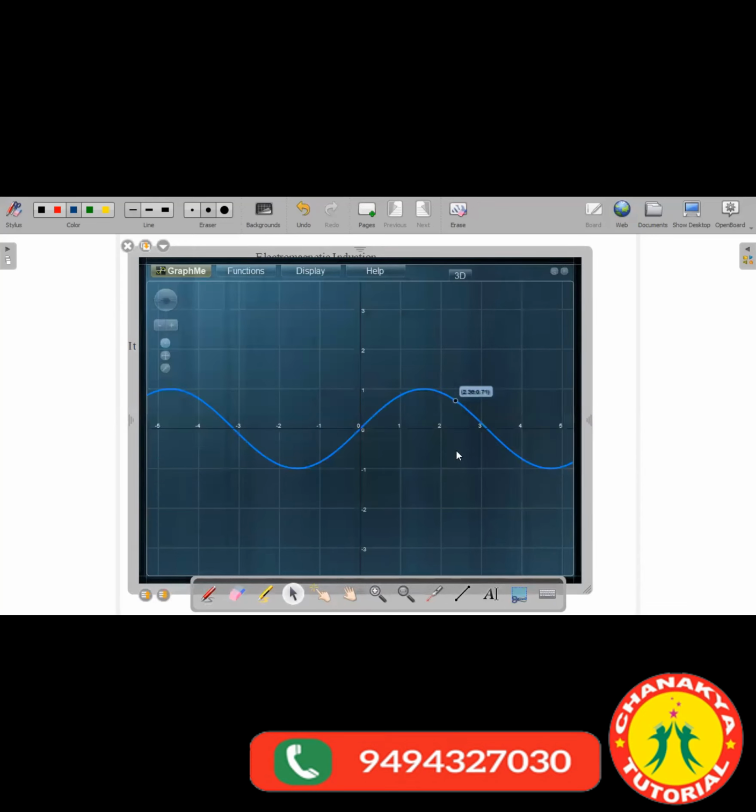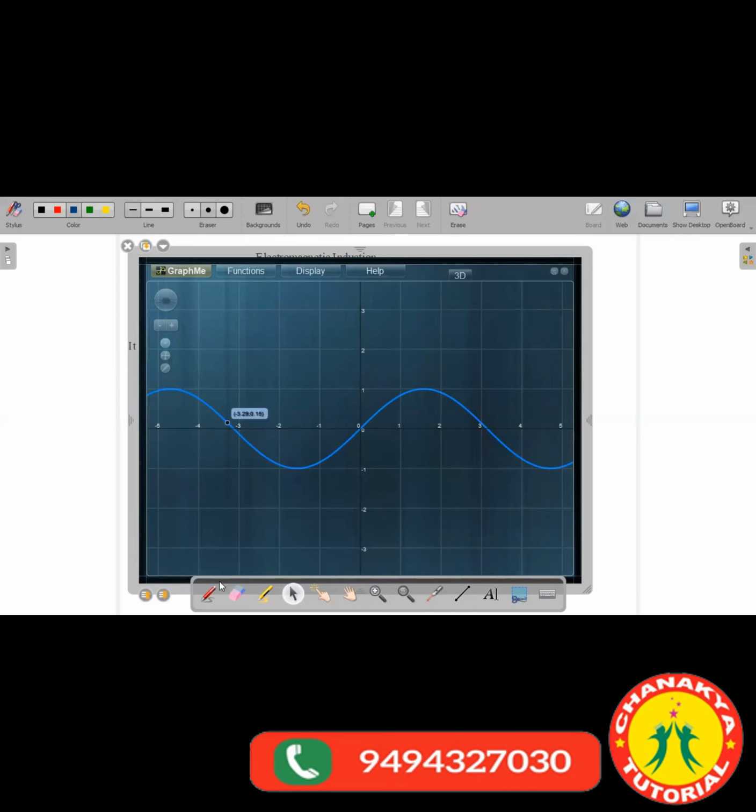In this graph, you can see it is a sine function. Alternating current can be represented by a sine function or even a cosine function, where the EMF changes with time as a sine function.